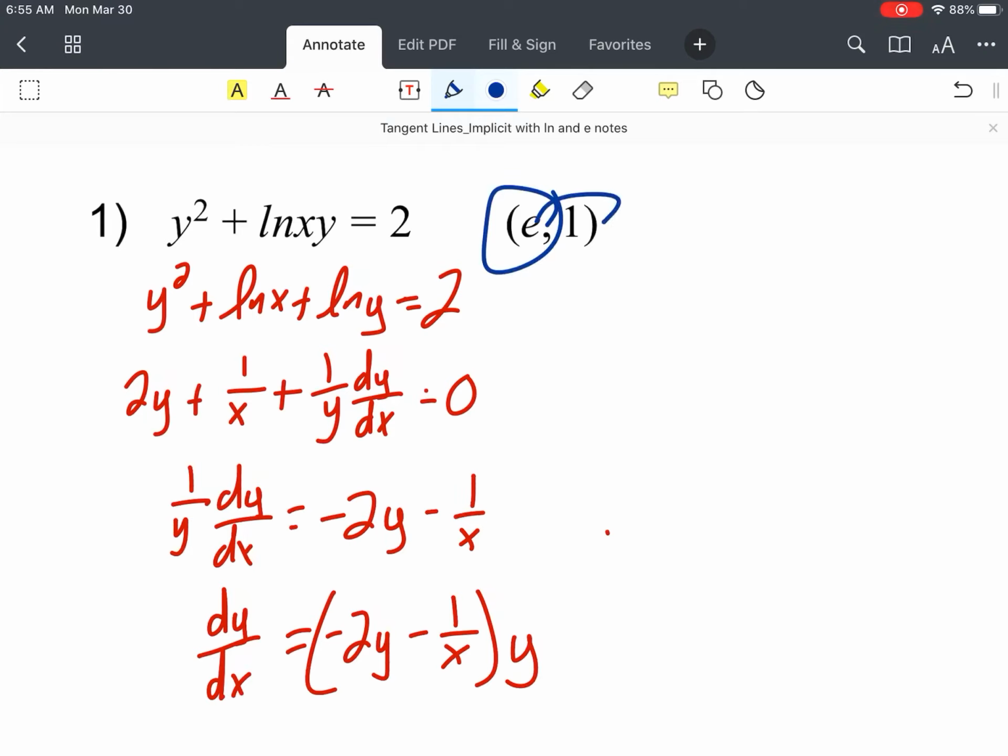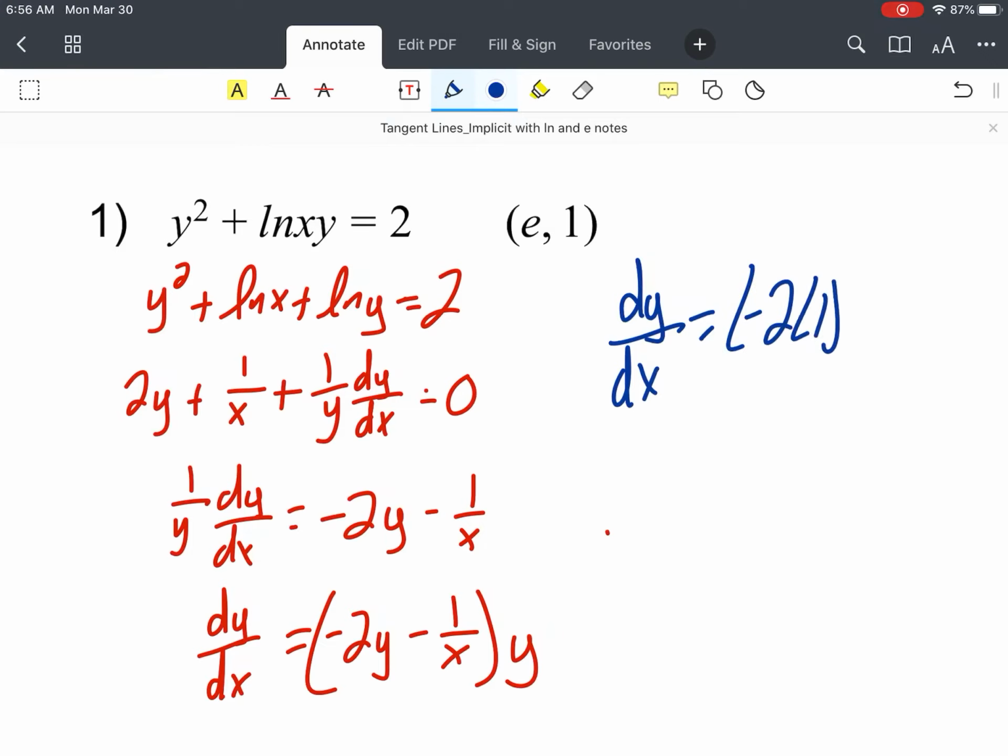So now I'm going to use my x and my y, and I'm going to use those things to solve for dy/dx and get a slope. So dy/dx equals negative 2 times 1 minus 1 over e, all times 1. So that's negative 2 minus 1 over e. Again, crappy slope, but we don't care.